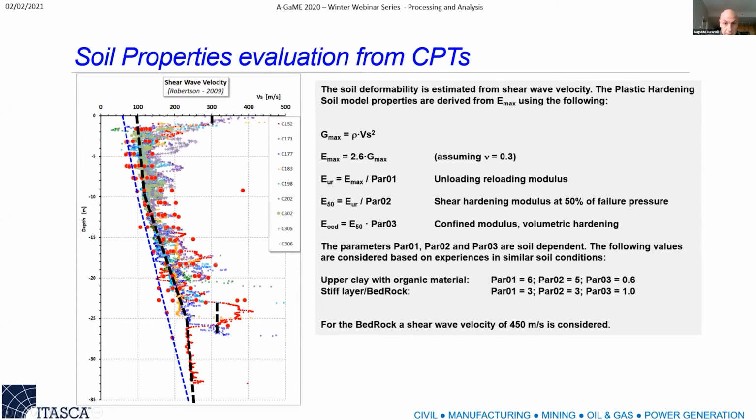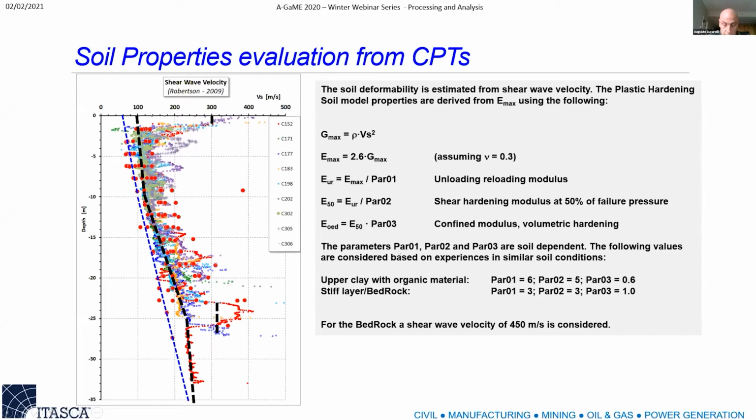Here on the right, I'm not going to be able to talk about this. Essentially, this is the way to calibrate the plastic hardening soil model. You determine all the stiffnesses using the shear wave velocity, the Gmax, the Emax, and then the unloading-reloading in an odometer test using this type of parameter.